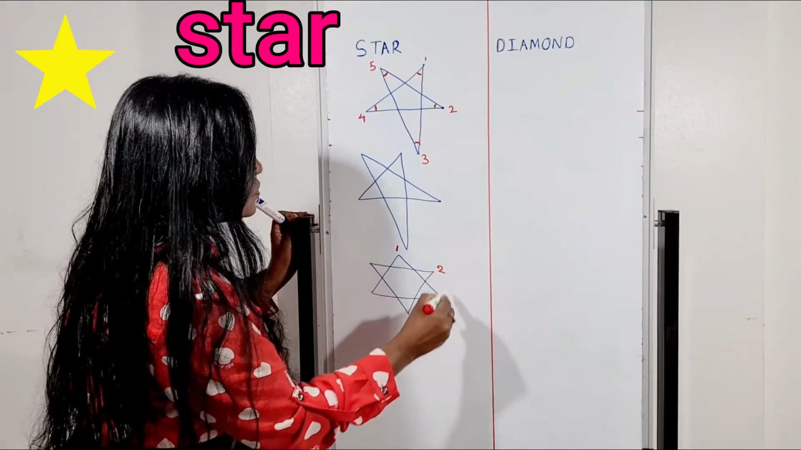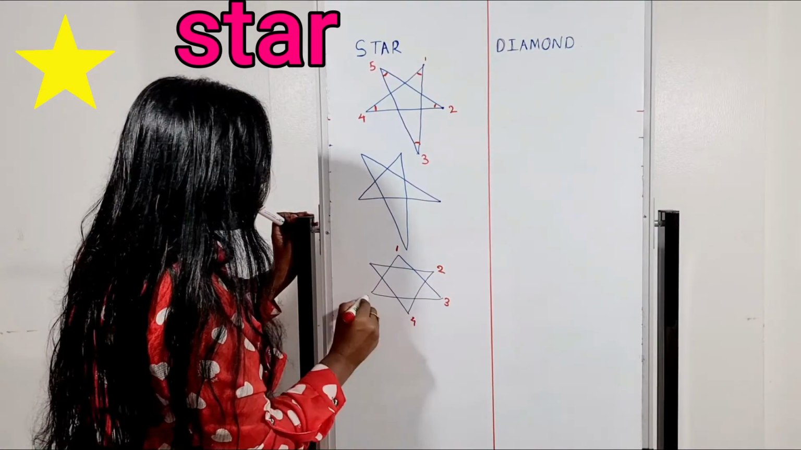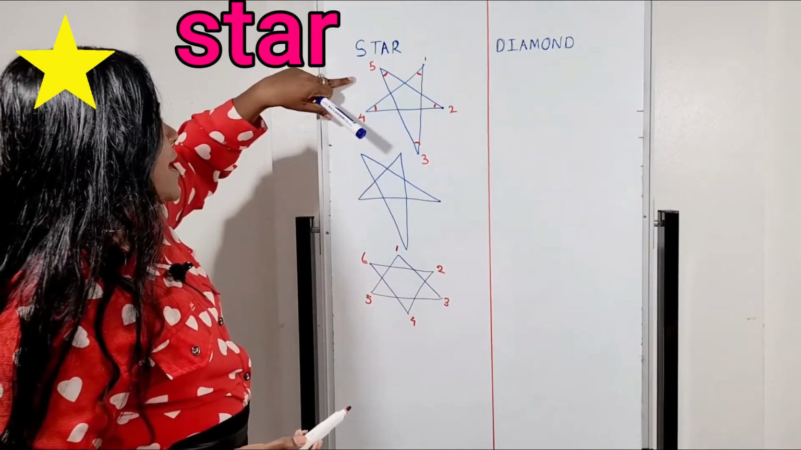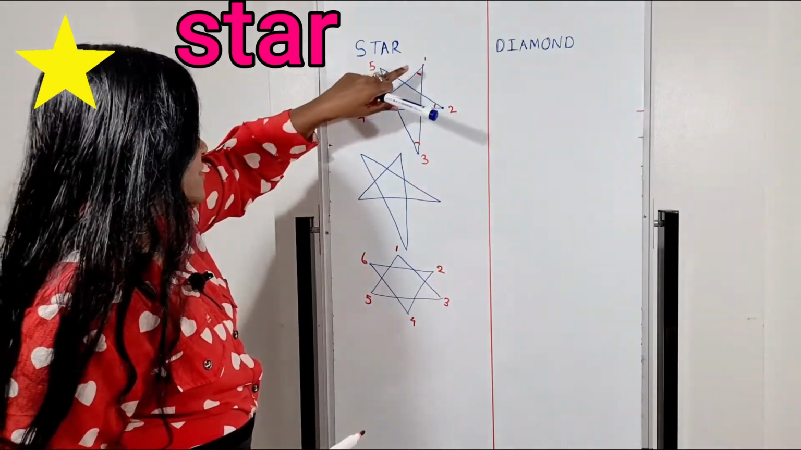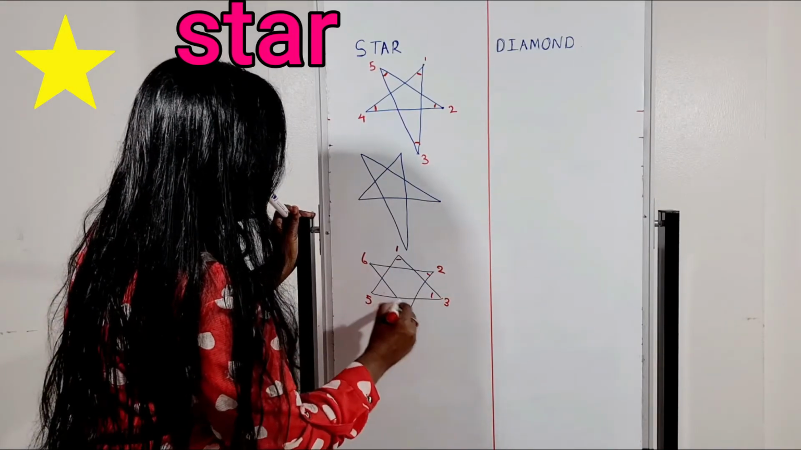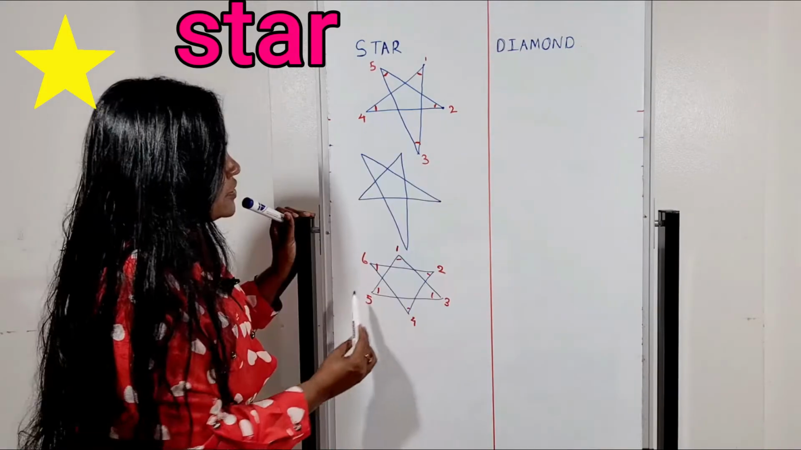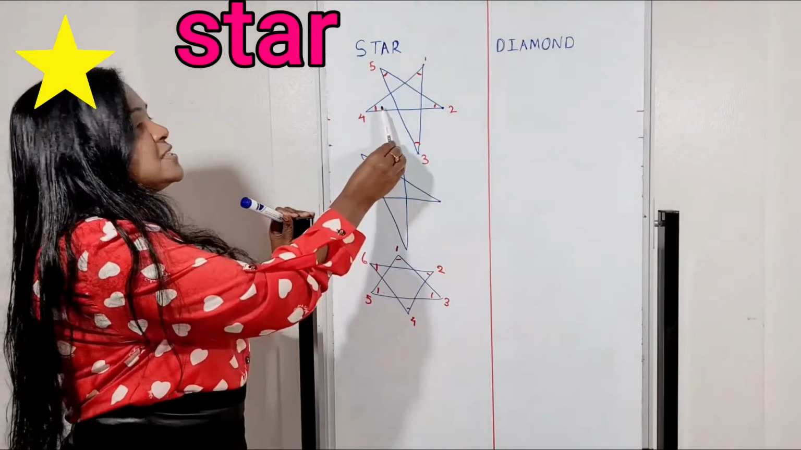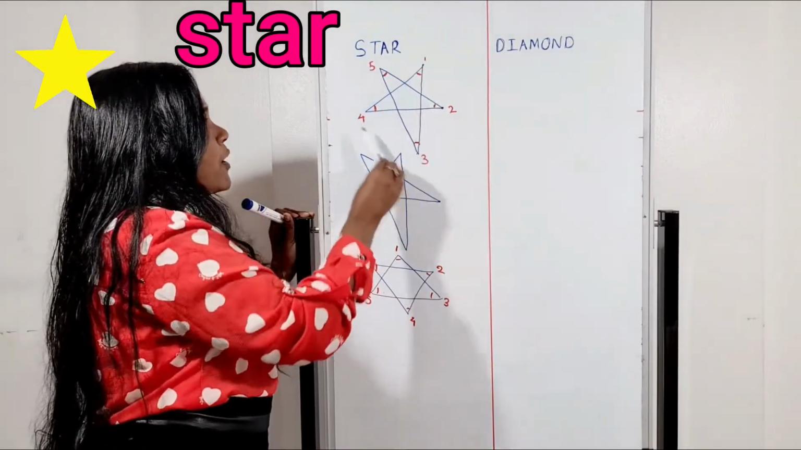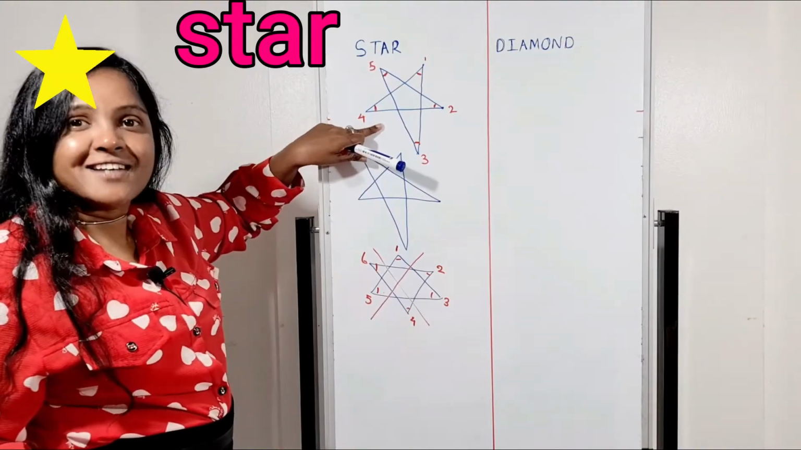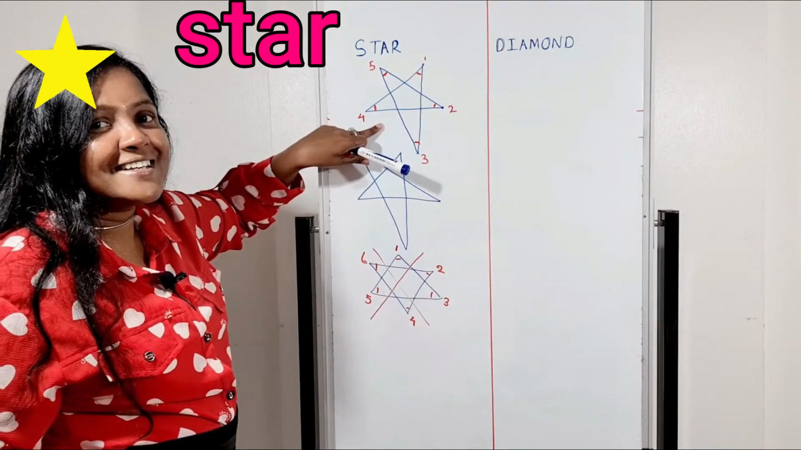1, 2, 3, 4, 5, 6. But this one has only 5 points and 5 corners. This star has 6 points and 6 corners. This star has 5 points and 5 corners. So, this is the correct star.